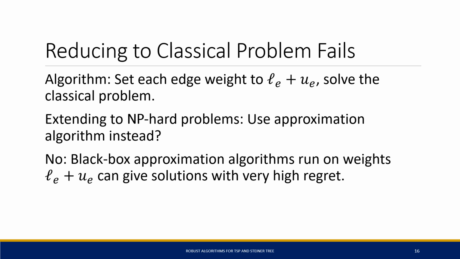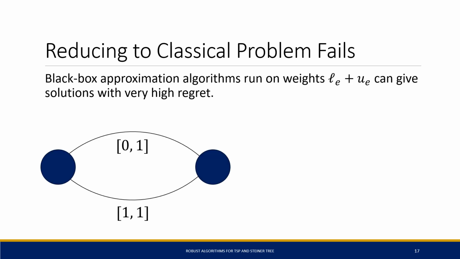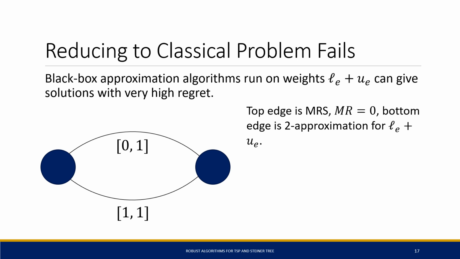If we use the approximation algorithm as a black box and we run it on a fixed set of weights, namely LE plus UE, it can actually give solutions with very high regrets. So there's a very simple example demonstrating this, where you can just think of any problem, say Steiner tree, TSP, even something like shortest path, where effectively we just want to choose an edge that connects these two nodes. And we can see the top edge is obviously going to be the minimum regret solution because its cost is always the optimal cost. And in particular, this means that minimum regret is 0.